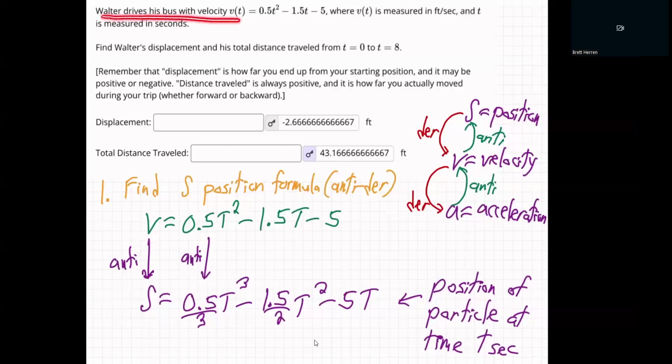Walter drives his bus with velocity given by that velocity formula, where v of t is measured in feet per second and t is measured in seconds. Find Walt's displacement and his total distance traveled from t equals 0 to 8 seconds.